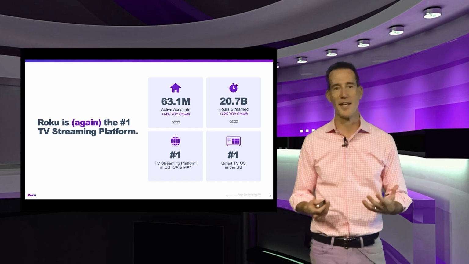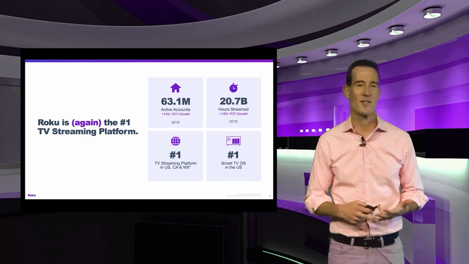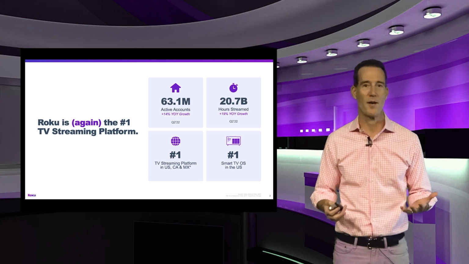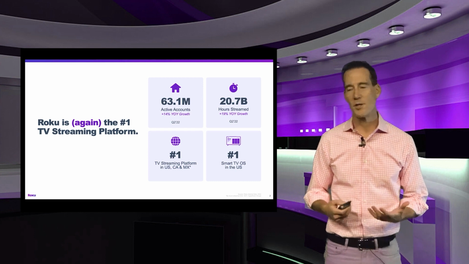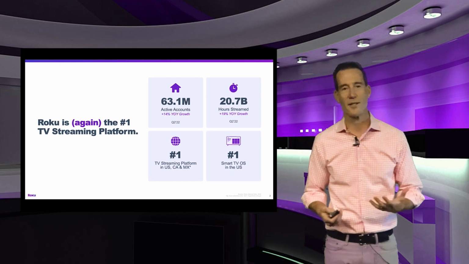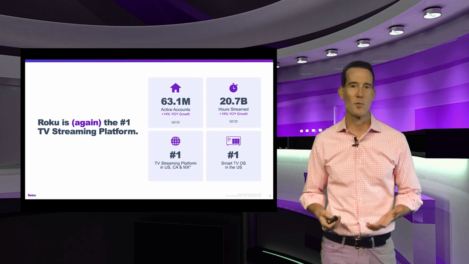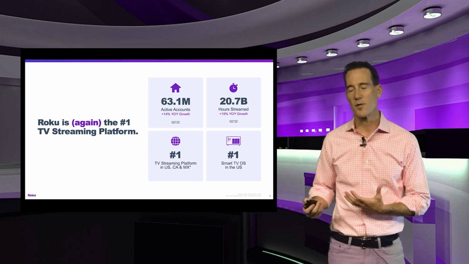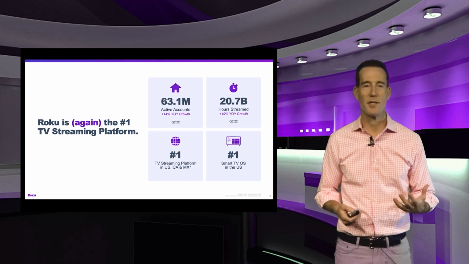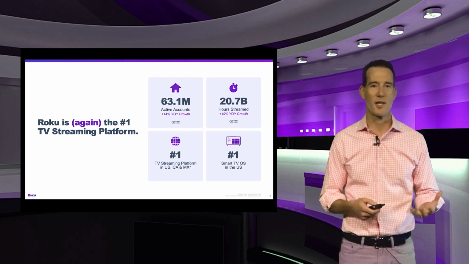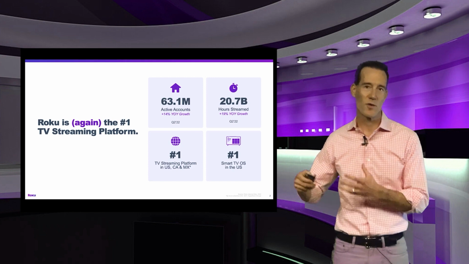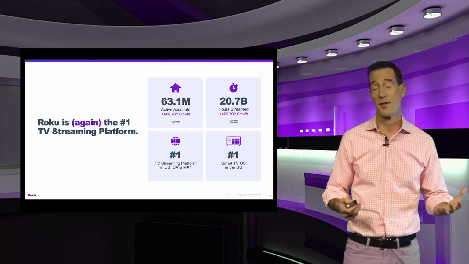So that's what we are, and to kick us off, I know I sound a bit like a broken record, but I'm going to say it again, that we are still, and yet again, the #1 TV streaming platform out there. We have 63 million active accounts as of our last public filings. That's roughly a household. That was up 14% on a year-over-year basis. And our streaming hours, about 21 billion hours, that was actually up even more. So that means users on a per capita basis are streaming more this year than they were last year, which is a good thing for everyone.